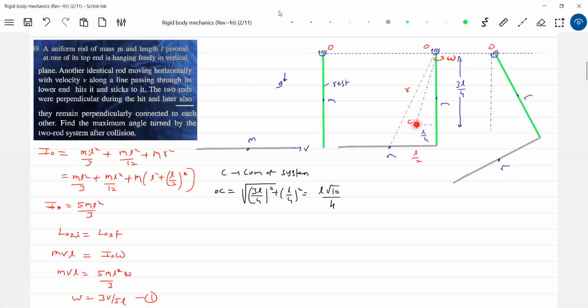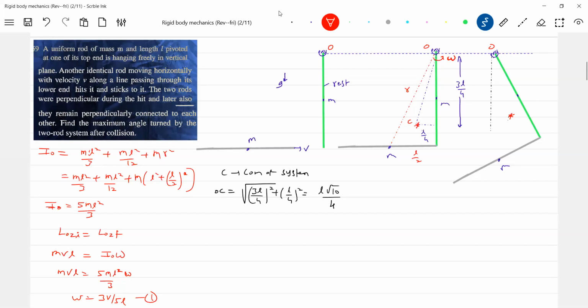Then the rise in gravitational potential of the center of mass is what we need. So as it is, it will continue. The center of mass will come somewhere here. It should rise. So let me indicate it here now. I think this will be a better idea.